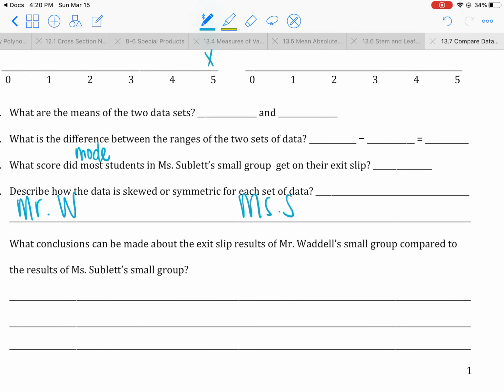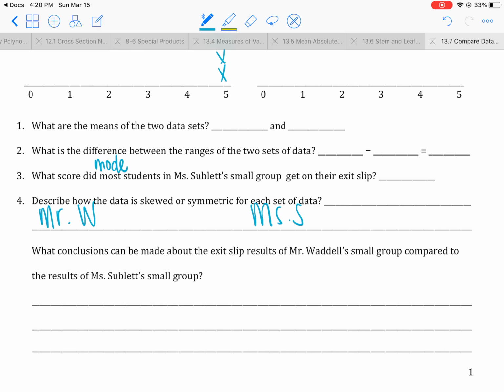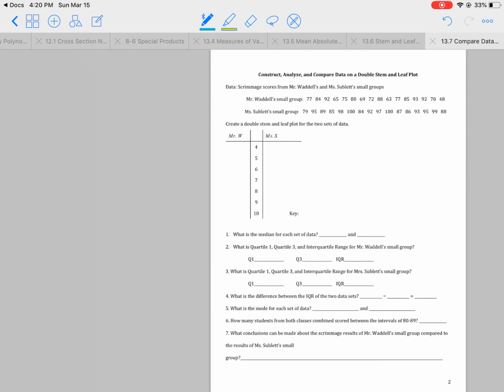It says what conclusions can be made about the exit slip results of Mr. Waddell's small group compared to the results of Miss Sublet's small group. So there, you can compare their means, their medians, their most. You can compare the interquartile ranges if you feel like it. And then I would definitely compare multiple types of data. That is a double dot plot.